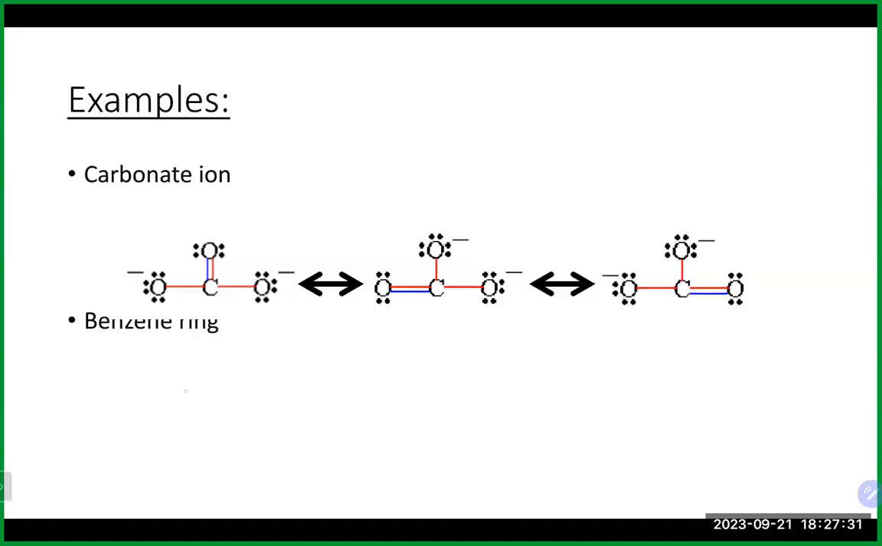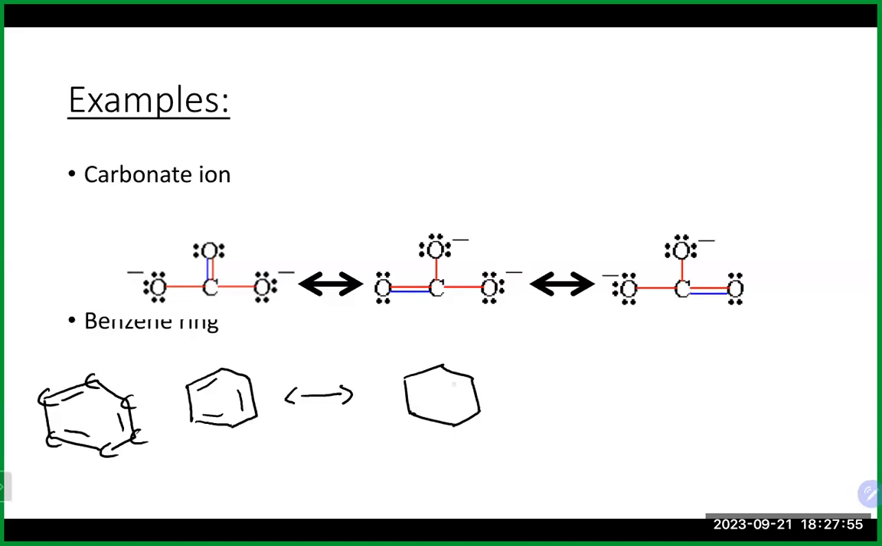Benzene is an organic molecule. It has 6 carbons and 3 double bonds. It looks something like this, and each of those spots where there's a point is actually a carbon sitting at each of those spots. Basically it has 3 double bonds in there, and you could draw a resonance structure where the double bonds are like so.